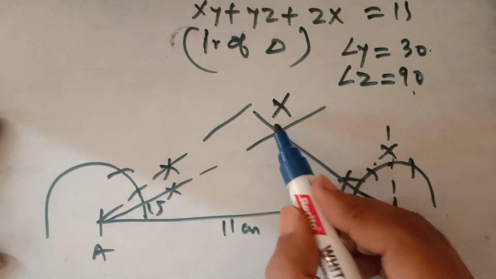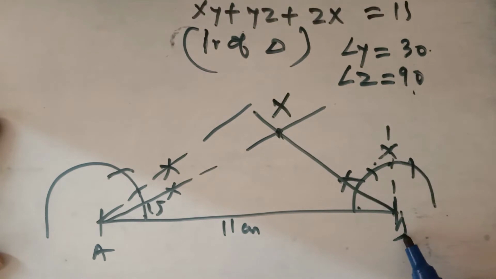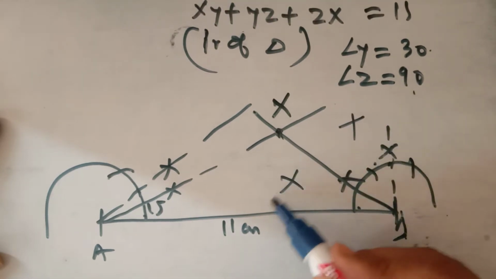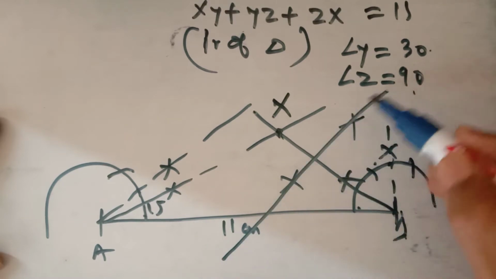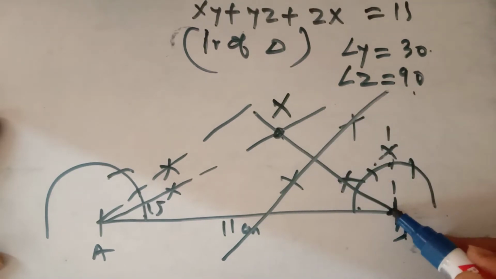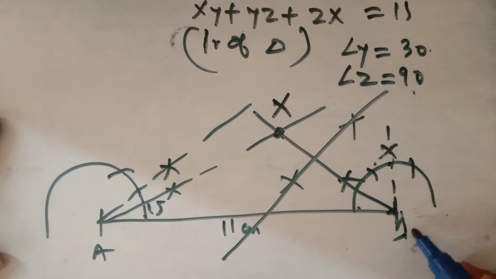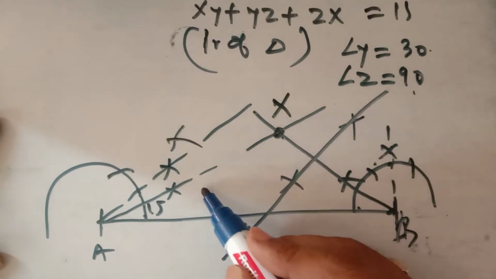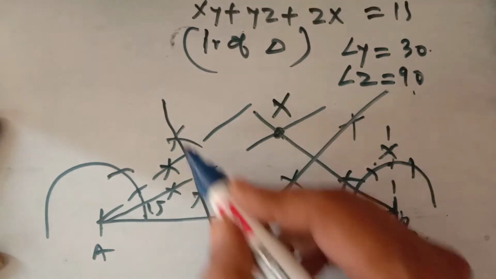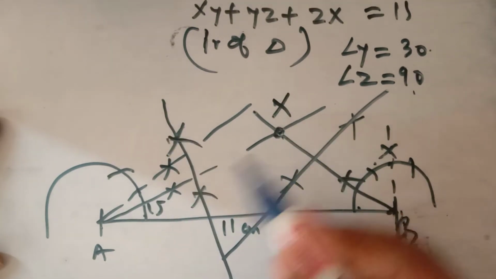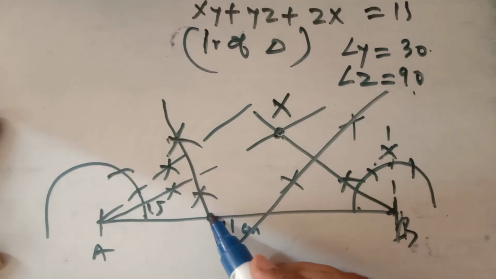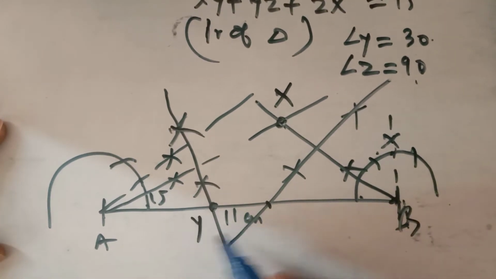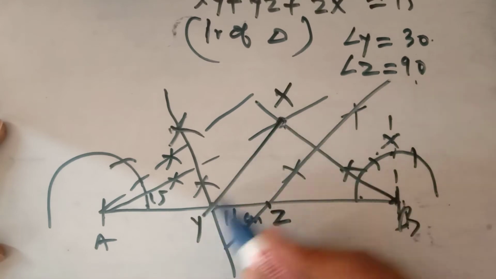You have to draw the perpendicular bisector of this XB. You know how to draw the bisector? By taking center as X and B. Similarly, draw the perpendicular bisector of AX. You know how to draw the perpendicular bisector somewhere here? By taking center as X and A. So the point where it meets this segment AB will be Y and Z, and this is X.